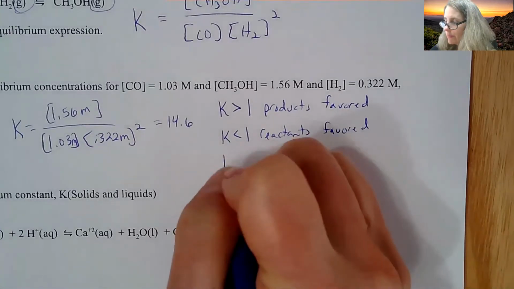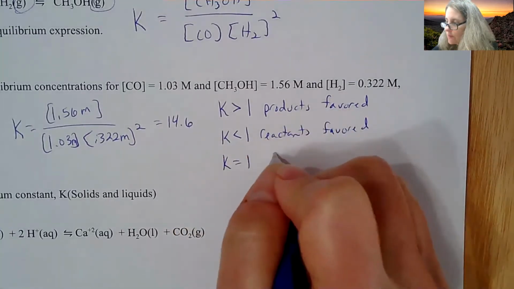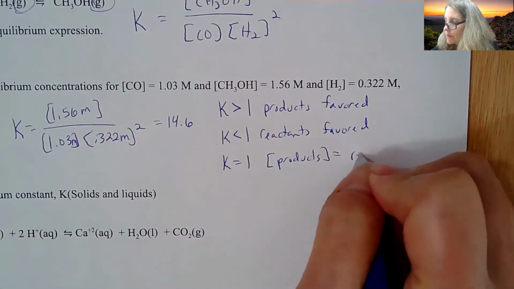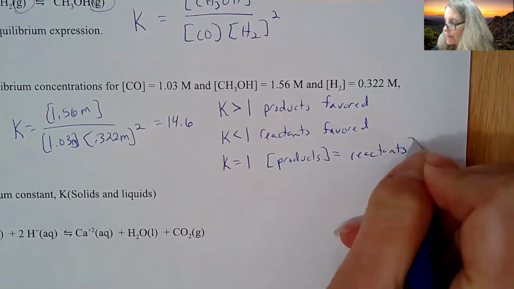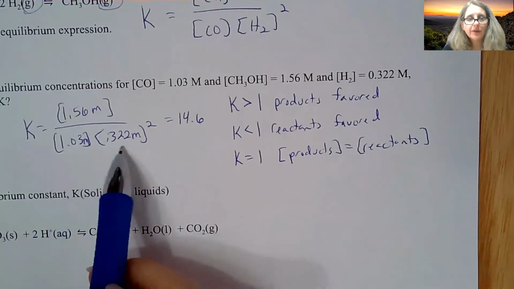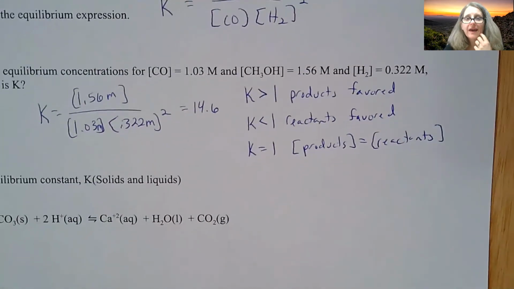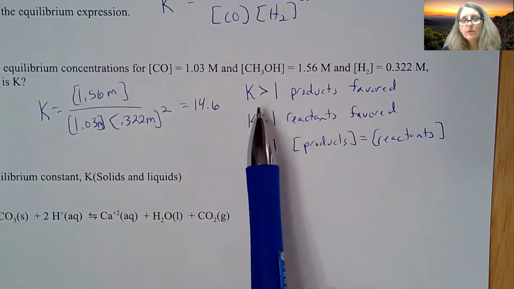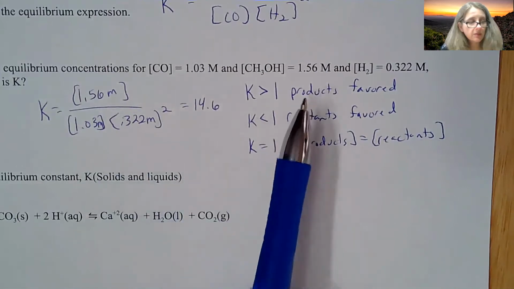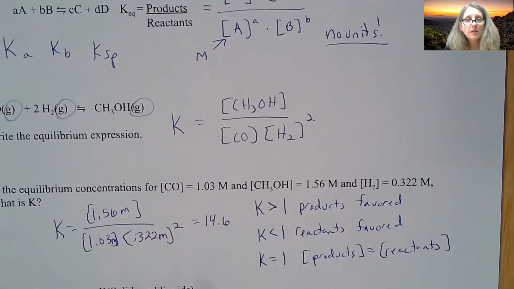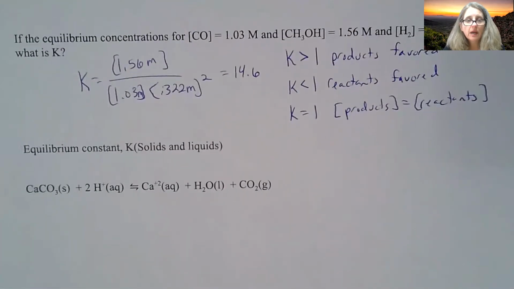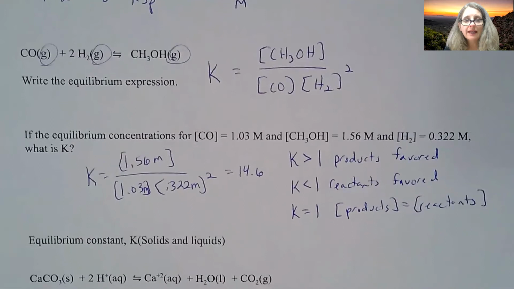What if you happen to have K equal to 1? That kind of means that your amount of products is equal to the amount of reactants. It doesn't happen very often because you have to be exactly the same, and it has to account for anything that's squared. So really what we're looking at is whether it is greater than 1. Since this is 14.6, we're going to say products are favored. When we look at this reaction, we're probably going to have more products than reactants. All right, so those were all gases.